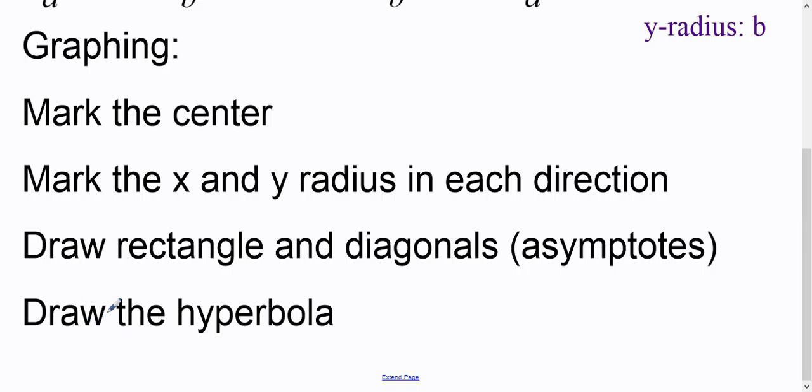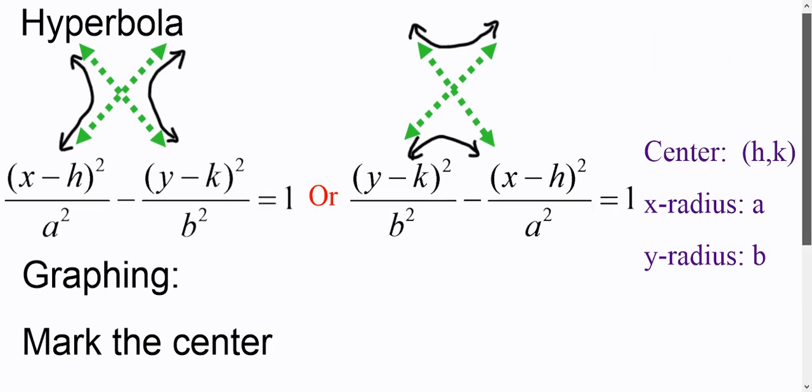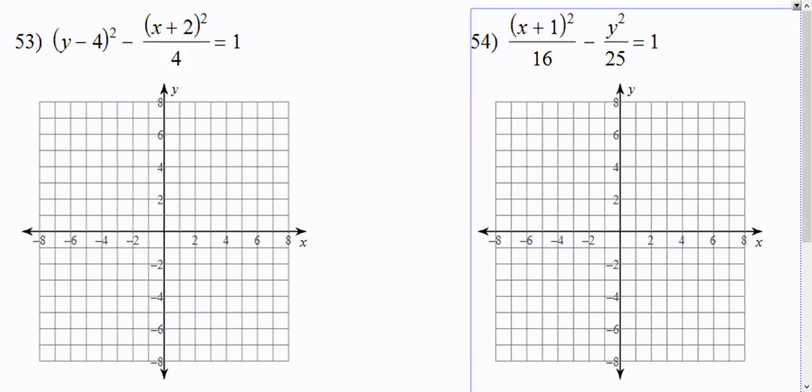Now remember, when you draw the hyperbola, you do need to pay attention to which direction it opens. So if the x squared was positive or if the y squared was positive. So these are both hyperbolas. We have a y squared minus x squared and an x squared minus y squared. So we're going to have one open each direction.